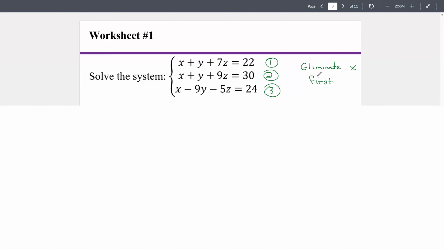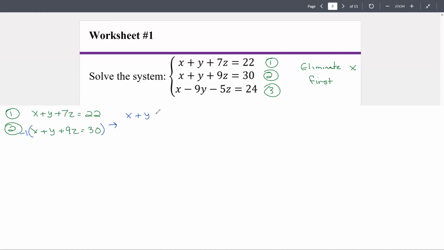So sometimes you want to eliminate a variable and additional variables go with it, which happened in this case. So I used equations 1 and 2, the ones I paired together. That was x plus y plus 7z equals 22, and x plus y plus 9z equals 30. And like I said, I decided I wanted to eliminate x first. So I just multiplied the bottom by a -1, so I'd have an x minus an x.